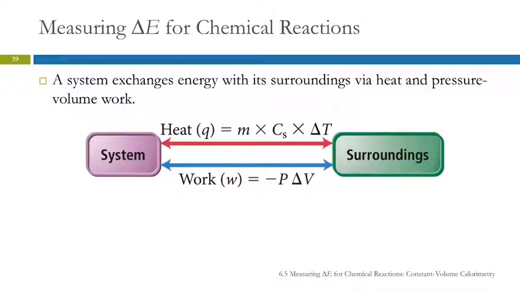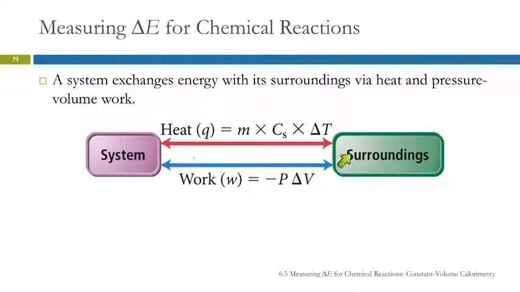Remember what E is? Energy, right? E is energy. What kind of energy? E is the internal energy, the sum of the energy of all kinds for a system. So systems exchange energy with their surroundings, and we can look at the change in energy.